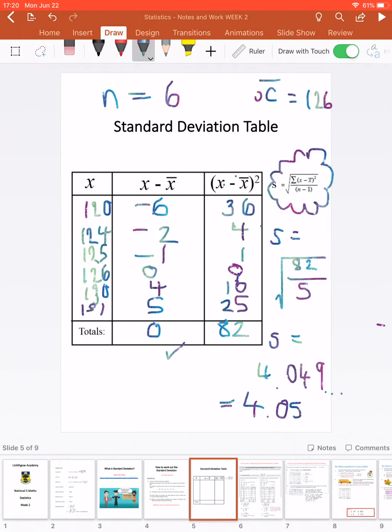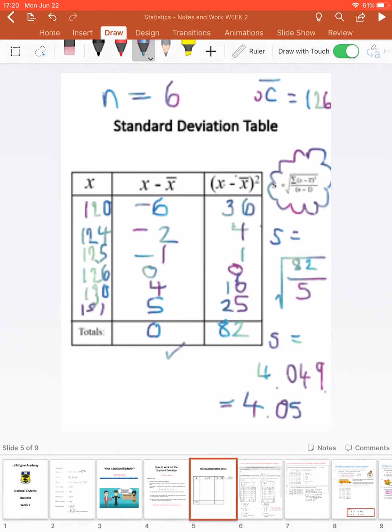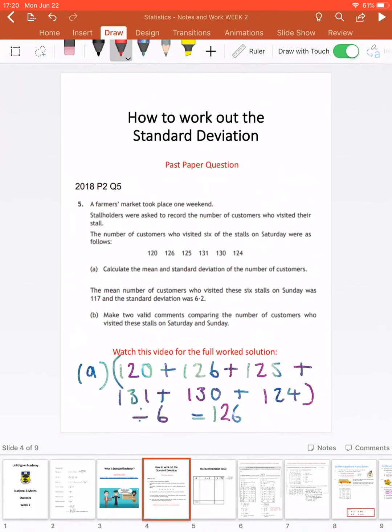Okay, so that question asked us for the mean and standard deviation of the number of customers. Okay, so we've worked out the mean, which was 126. So I might just put my final answer clear at the bottom. The mean is 126. The standard deviation is 4.05. Okay, so that is the answer to part A.